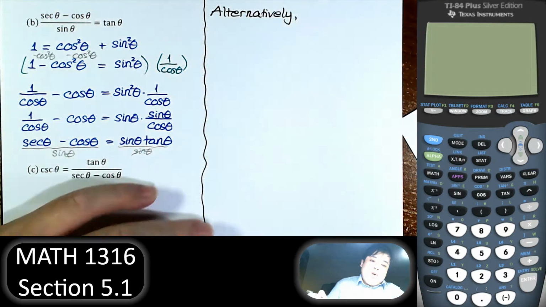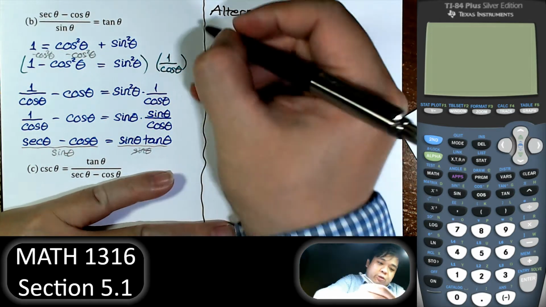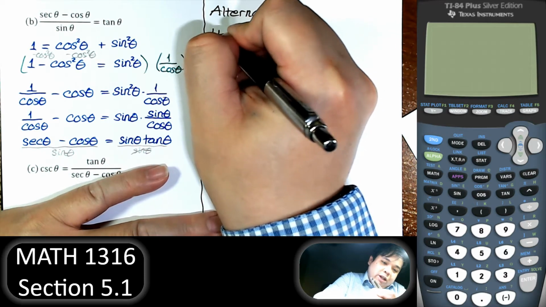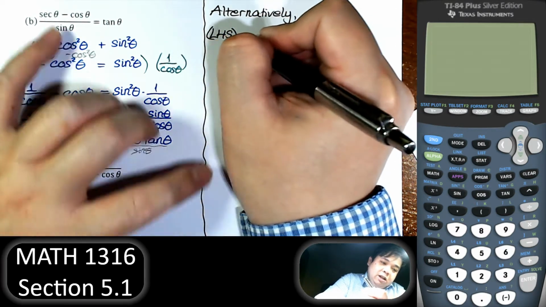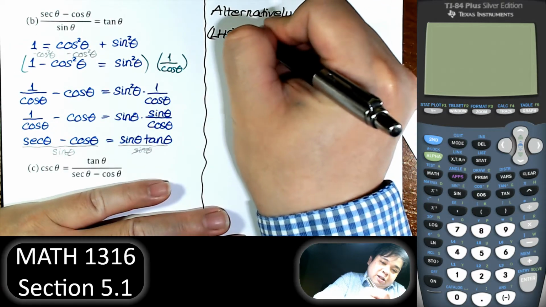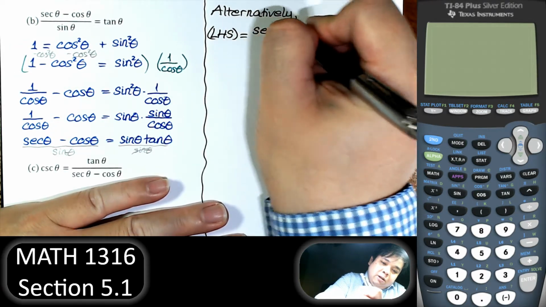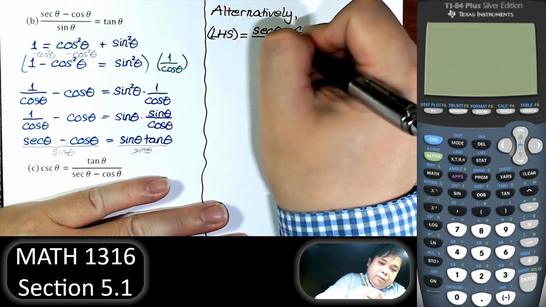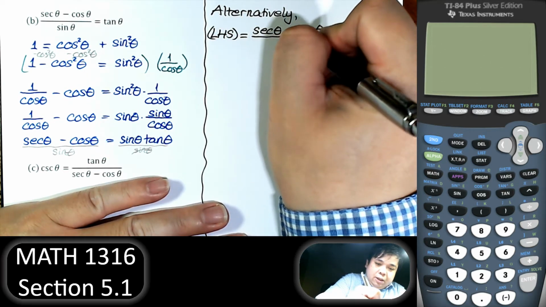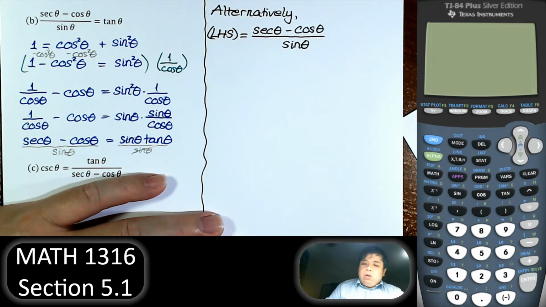This is the traditional proof, the traditional way. So we start with the more complicated side. In this case, the left-hand side: secant minus cosine over sine. Alright. Now, the first thing is also, I do the same thing.